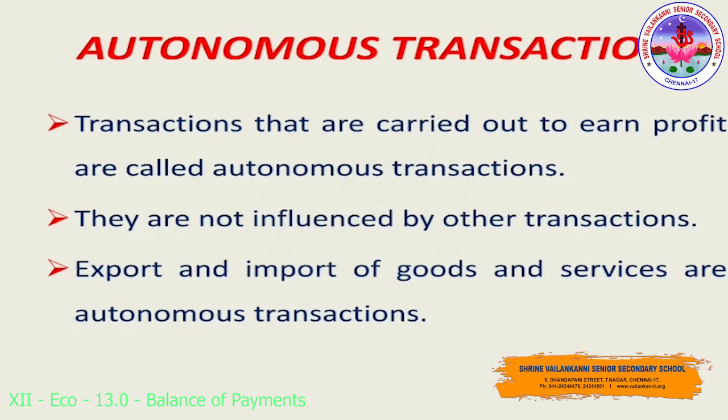Now, autonomous and accommodating. The transactions recorded in the balance of payments accounts can be categorized as autonomous transactions and accommodating transactions. Let us discuss each of them in detail. The first one, autonomous items, that is, autonomous transactions.